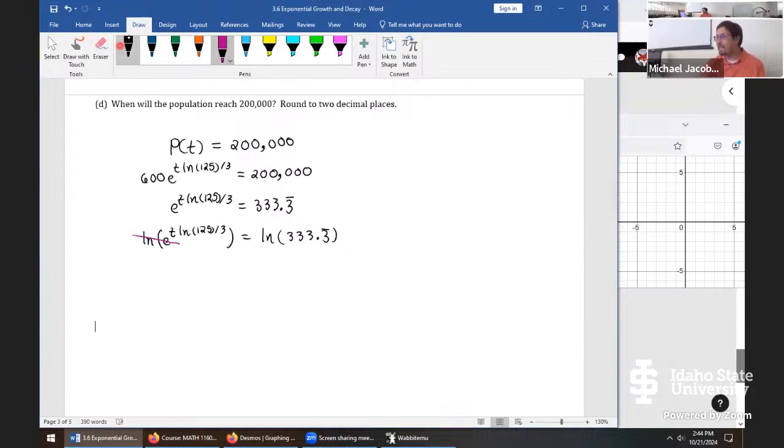Then again, here's the next step. Natural log and base e exponential wipe each other out. All that's left is the exponent itself. t, natural log 125 thirds, is the natural log of 333.3 bar.